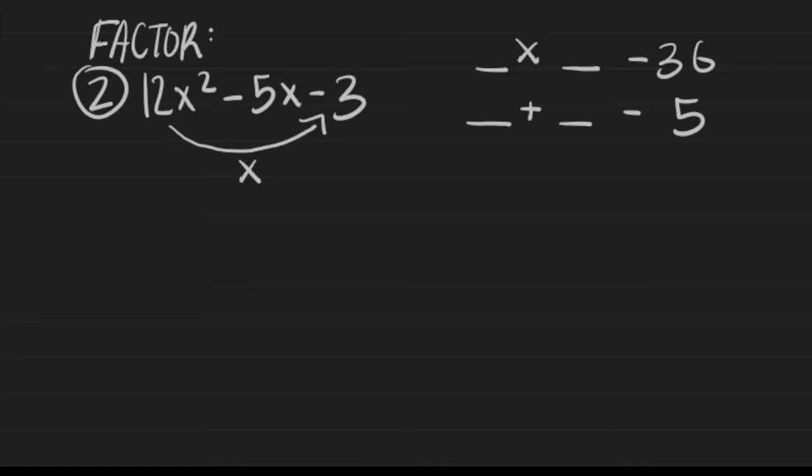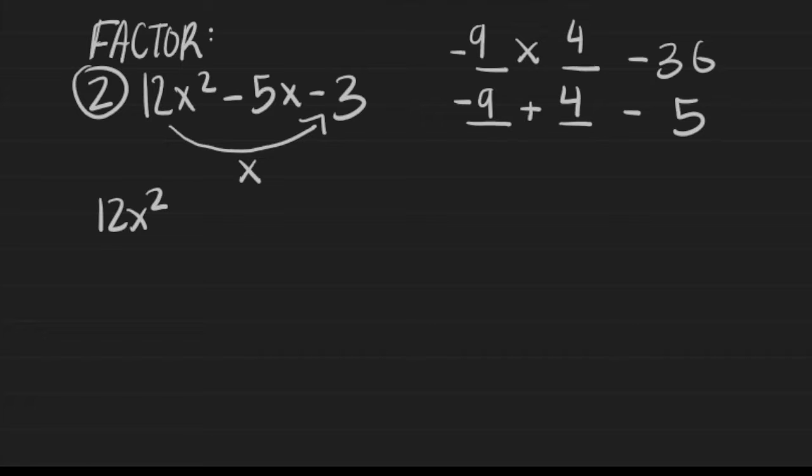Now, for two terms to multiply to negative 36, there's actually a lot. There's 6 times 6, 12 times 3, 18 times 2. In this case, we know that the two terms that will also add up to negative 5 will have to be negative 9 and 4. Once you have your two terms, for your next step you're going to put your first term down, 12x squared, and now you're going to divide the negative 5x into two terms.